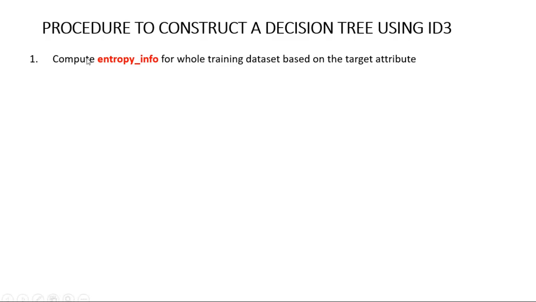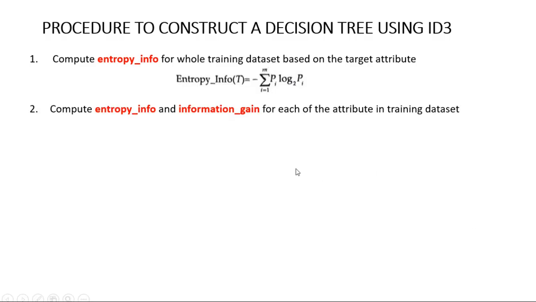So the first step is to compute the entropy information for the whole training data set. For the entire training data set, we are going to calculate the entropy information, and this is the formula. For T, the entire training data set, the entropy information is minus summation of pi log of pi, where i ranges from 1 to m, that is basically the number of classes.